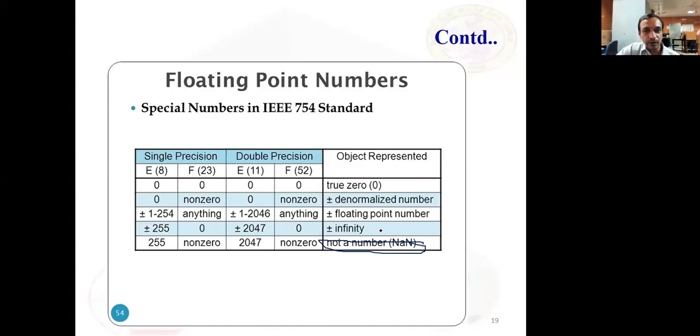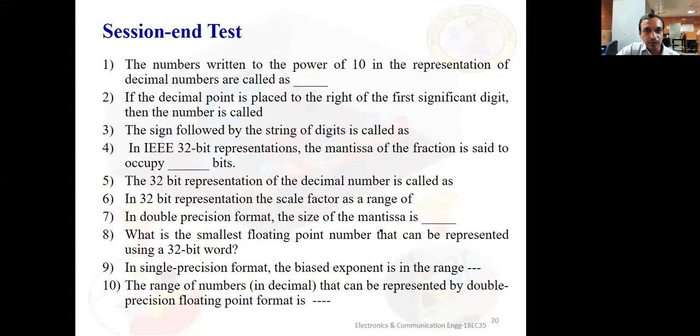Special values for floating point numbers. So we'll come to the end of that. There are some examples for you to at least understand this concept.